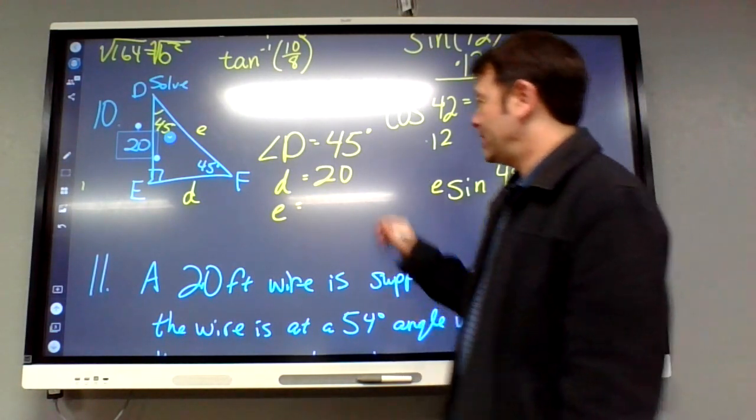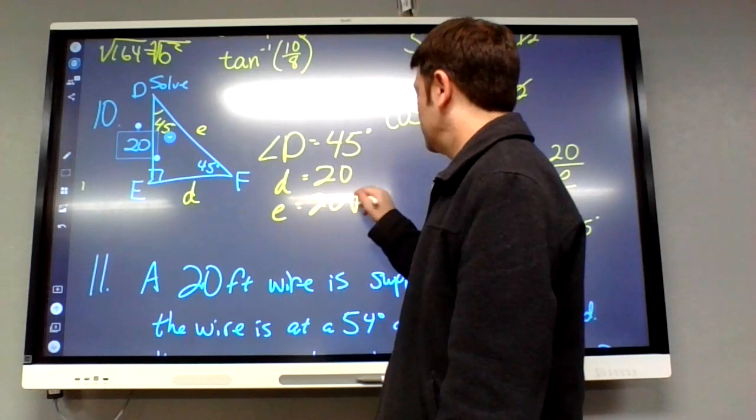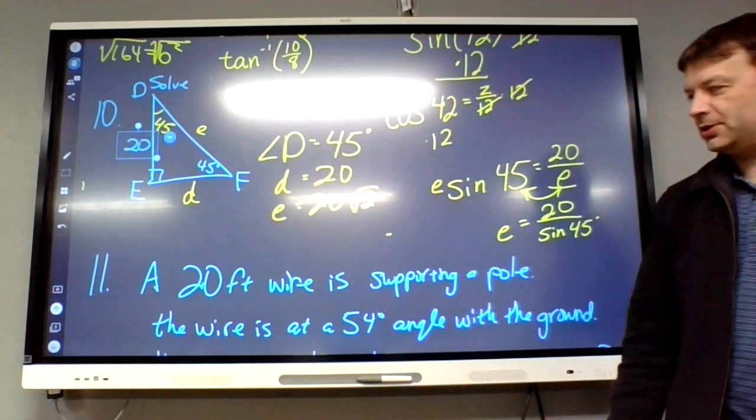So E is 20 divided by sine of 45, which will come out as, well, a square root, thank you.